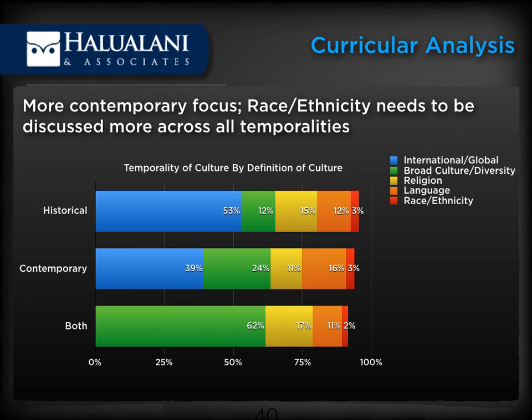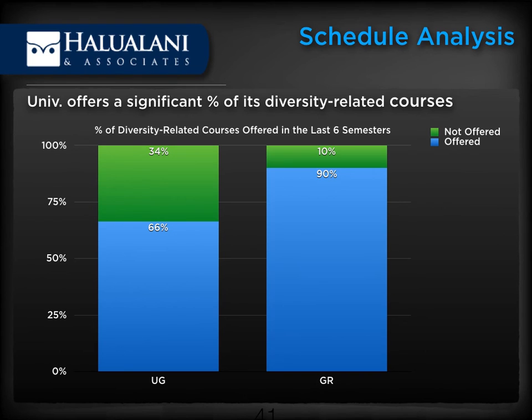What about how often you offer your diversity-related courses? Is it a significant portion? So if you see here an undergraduate, the green represents what's not offered. The blue represents what is offered. So this campus, they were offering a great deal of their diversity-related courses, which was huge, which was a rare finding. And that's based on our enrollment analysis and schedule analysis.